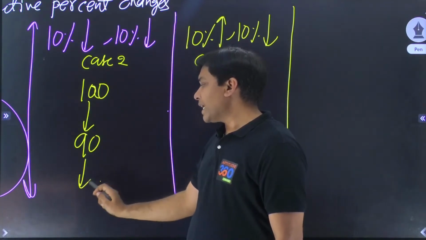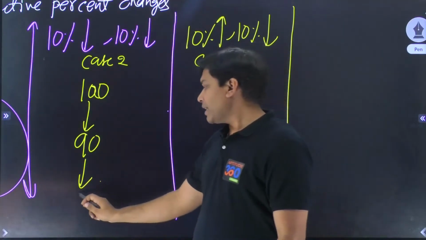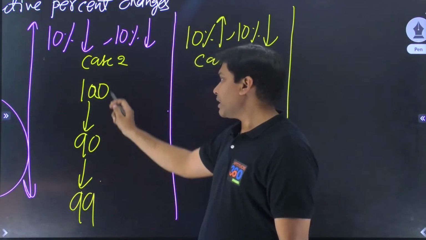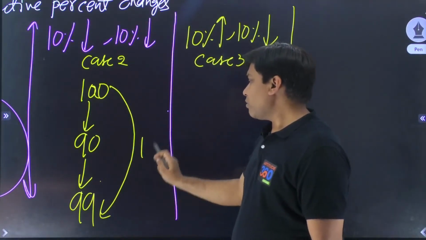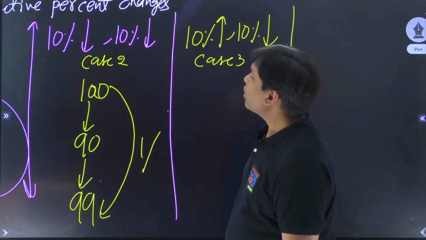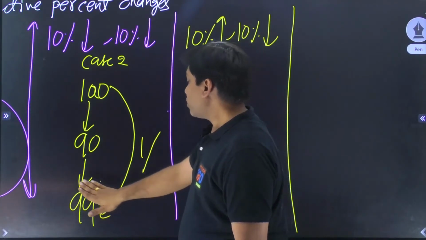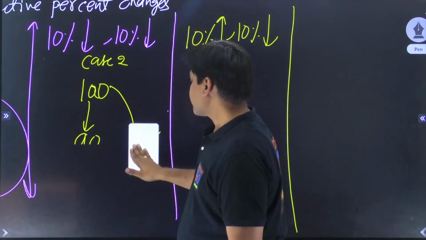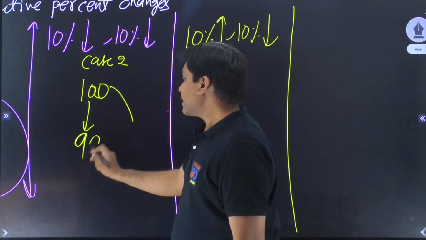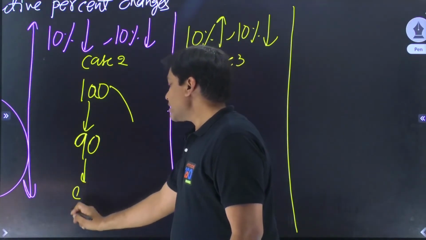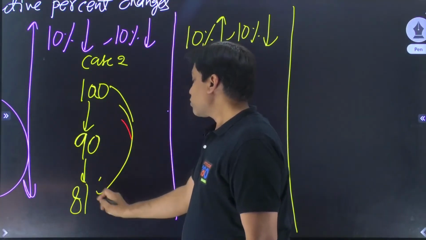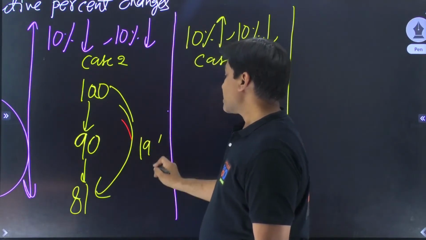And what is 10% of 90? 9. 9 here, if added, how much does this become? 99. What is the change that you see now? What did I do? Oh, no. Both of them are decreasing. 90 and then further it is 81. So it is going down by 19% in the second scenario.